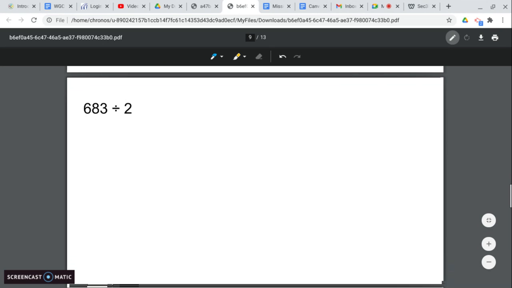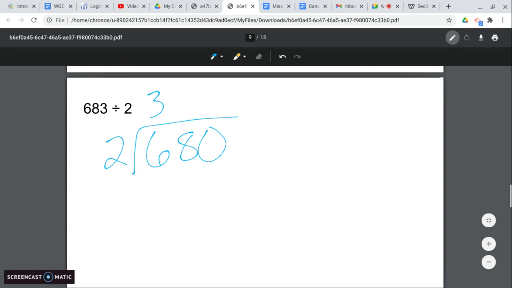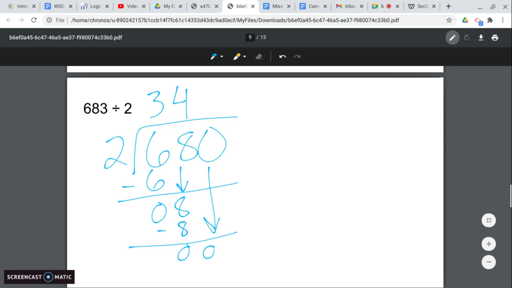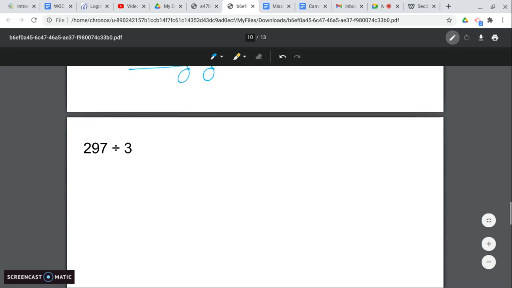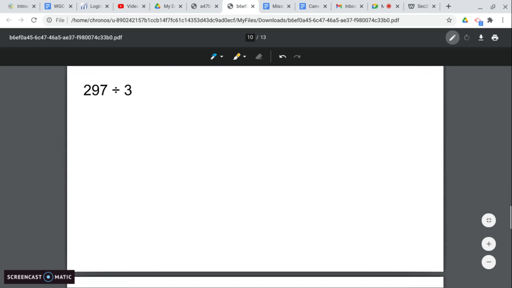So here we have 683. So we could change this to simply 680 divided by 2. 2 can go into 6 3 times. We get 0. We bring down the 8. 2 can go into 8 4 times. Subtract, we get 0. Bring down our 0. And we end up with 340. So it's all about using those compatible numbers or rounding to get our estimate for these.